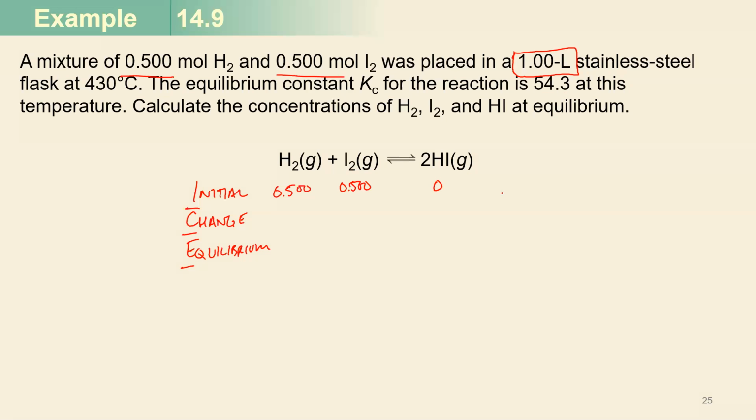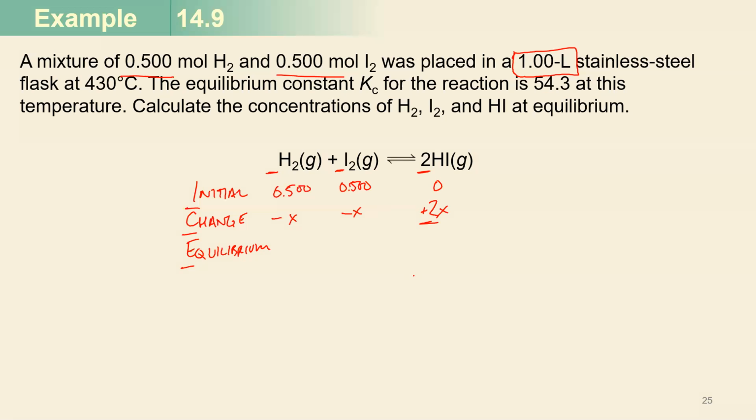So again, it's clear that we need to shift toward products. We don't have any products. And so the shift is going to be to the right. So it's going to be minus x for hydrogen, minus x for iodine, and plus 2x for HI. The fact that these are both 1x comes from the fact that the coefficients there are 1. The fact this is 2x comes from the fact that the coefficient for HI is 2. Okay.